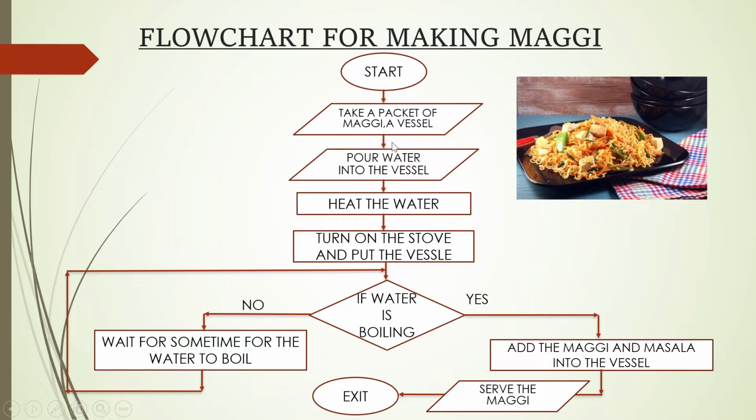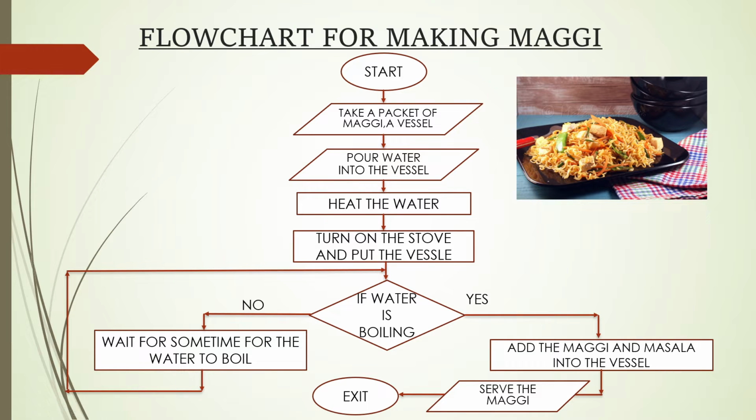Again this connector is directing us to the next step, pour water into the vessel. Again we are adding something, so we are inputting something in the vessel, we are pouring some water. Next this connector is connecting to the downward direction, and here is a processing box, that is a rectangular box. Heat the water. So here some process is being done, some work is being done, so the water is being heated over here. Next, turn on the stove and put the vessel.